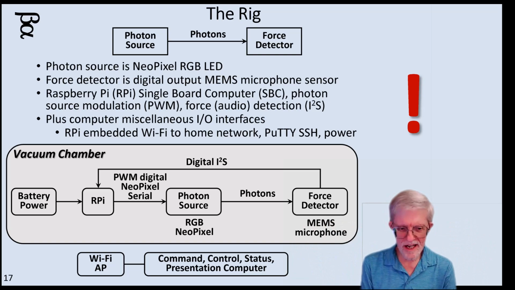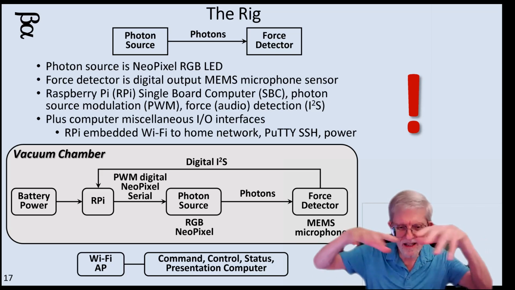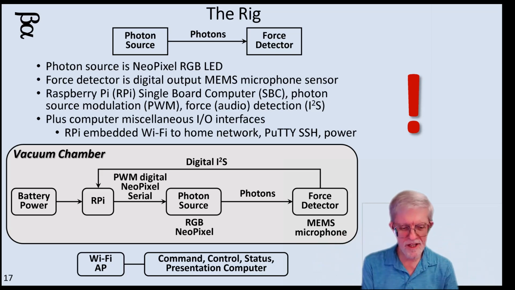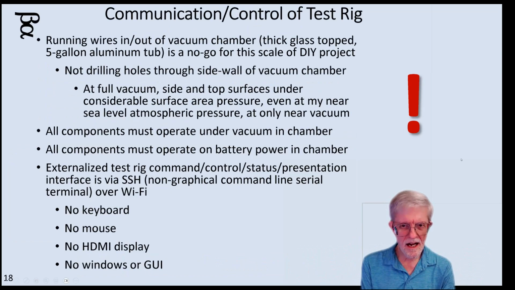This particular kind of Raspberry Pi supports Wi-Fi. So I will be communicating through the aluminum wall and the glass lid of the vacuum chamber using Wi-Fi. I don't have any keyboard or mouse or graphics display, because I don't want to drill any holes through my vacuum chamber; those will be on the outside. And as I said, I'm not going to be drilling holes through my vacuum chamber. That's a no-go. Everything has to operate under a vacuum on battery power.